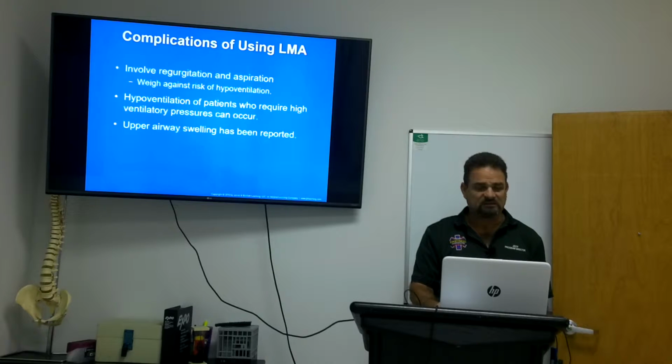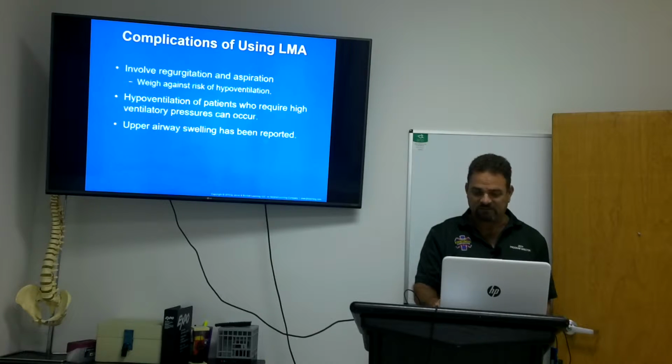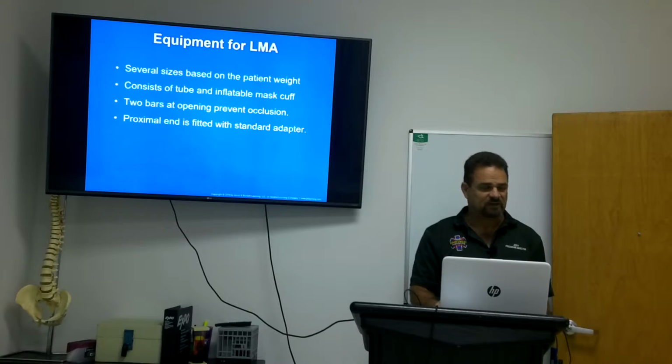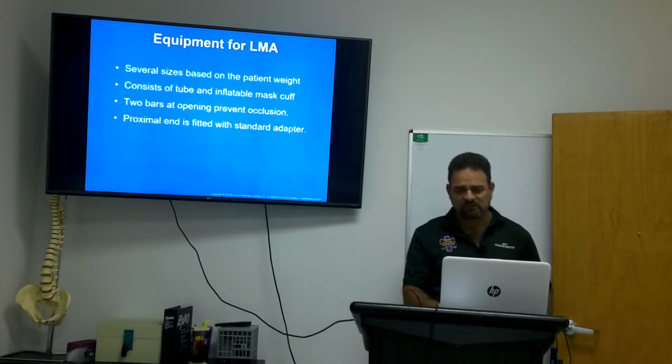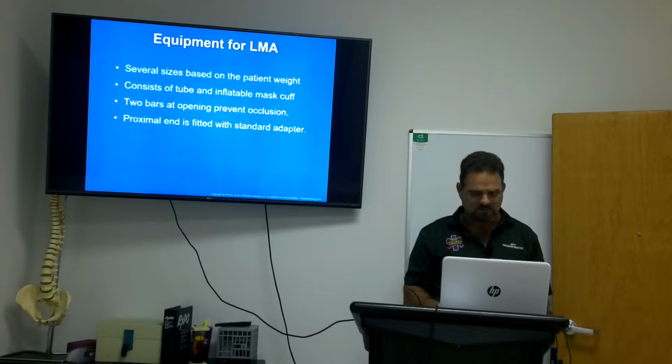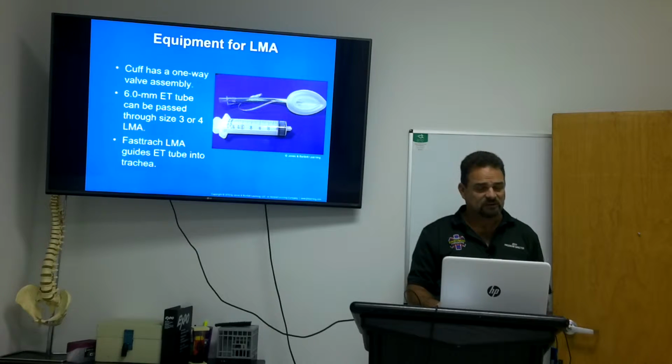Some of the complications: regurgitation and aspiration, hypoventilation in patients who require high ventilatory pressures, and upper airway swelling has also been reported. The equipment, they come in a lot of different sizes. They consist of a tube and inflatable mask. There's 2 vertical bars in the opening, preventing any occlusions. The proximal end of the tube is fitted with a standard adapter. All right, so there you go. That's what it looks like.